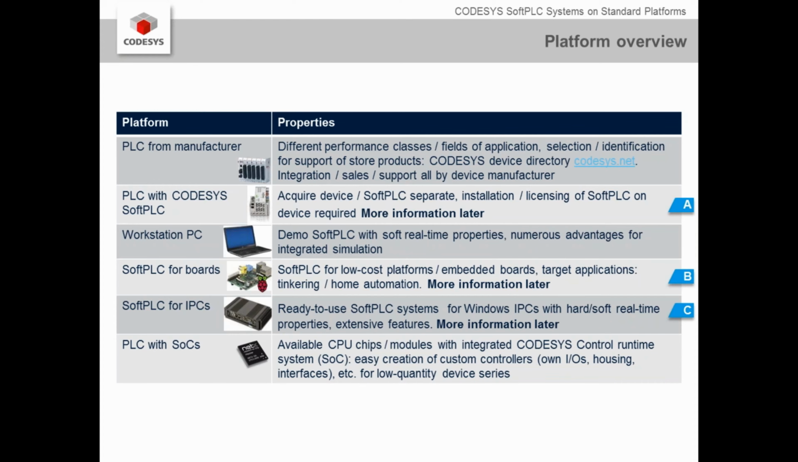The sixth option is for you in case you are a device manufacturer, but you don't want to focus on the software implementation of the CODESYS part. Then it's possible to purchase system on chips, so CPU chips, modules, which have the CODESYS Control runtime system already included. So this means you can focus on the custom part of your device, like your own housing, own IOs, own interfaces, and external things you want to integrate in your controller. So you do not need to care about the integration of the software part for the CODESYS SoftPLC.